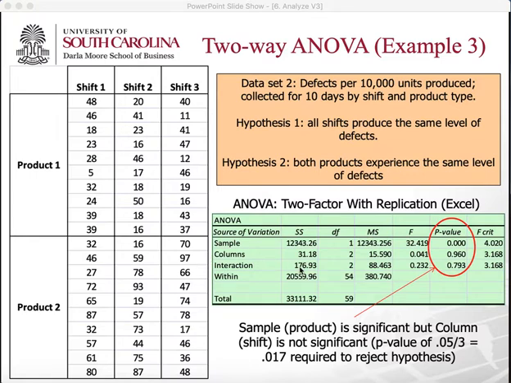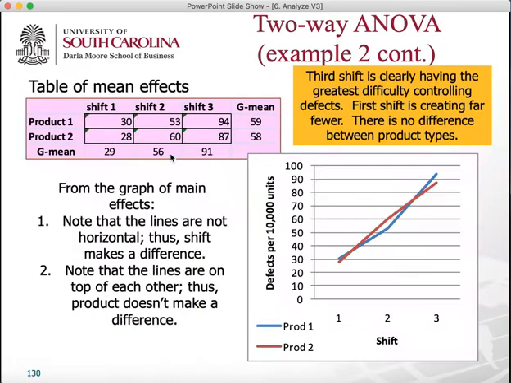And now we go to our game. How is the chart going to look, right? So look at the p-value. I can reject the null. I can say that there's a significant difference between product one and product two. I can say that there's no significant difference between shift one, two, and three, and we're going to talk about the interaction later on. So let's go back to our game.